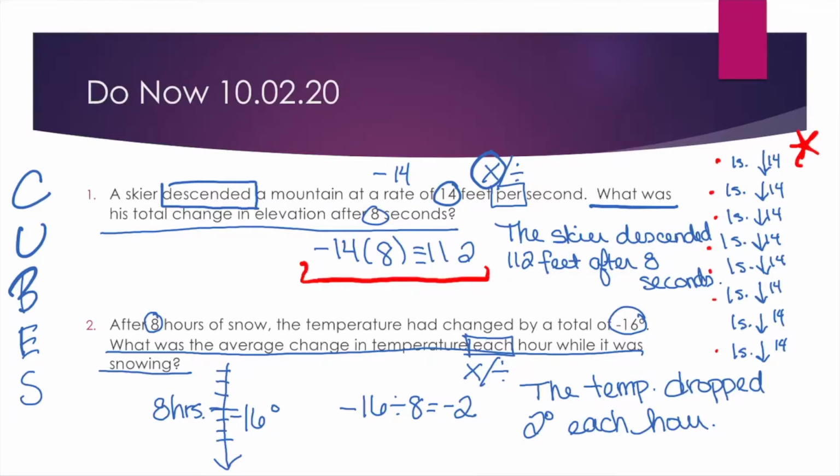So I'm not sure, so I drew my model over here, and we can see that here is the amount of time that it snowed, which was 8 hours, and it dropped to negative 16 degrees. I'm not interested in the 8 hours, I'm interested in how much happened in one of these hours. So I have to split the 8 hours into 1 hour segments. That means if I'm splitting it, I'm dividing. So negative 16 divided by 8 means it was a negative 2, which when I put it into the context of the word problem means the temperature dropped 2 degrees each hour.